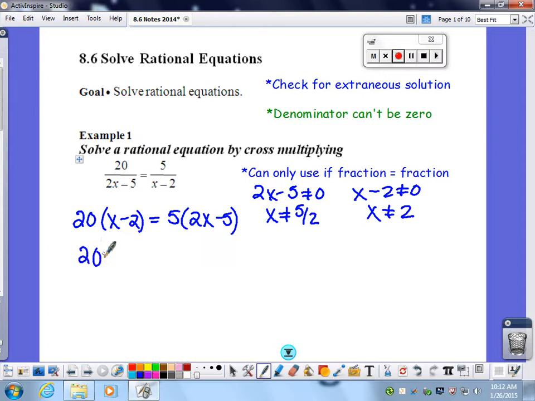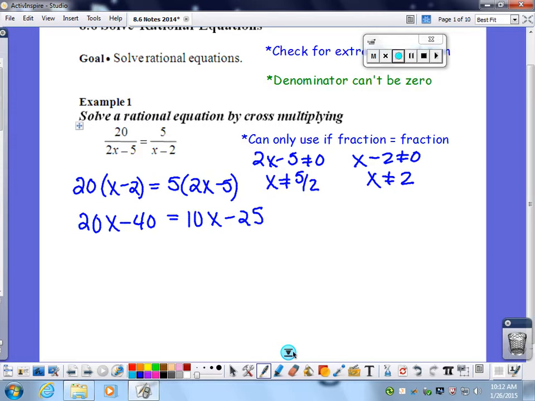Don't forget to distribute the 20 and distribute the 5. So let's do that. Let's distribute the 20. Let's distribute the 5. All right, now here's algebra again. We're going to solve the equation. So we're going to subtract 10x and get 10x. Add 40, and I get positive 15. All right, divide by 10.